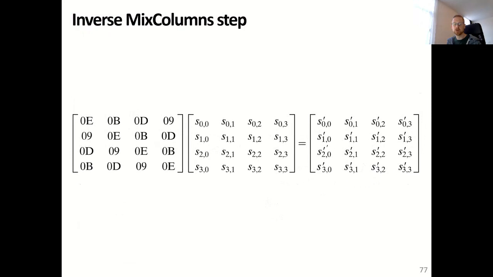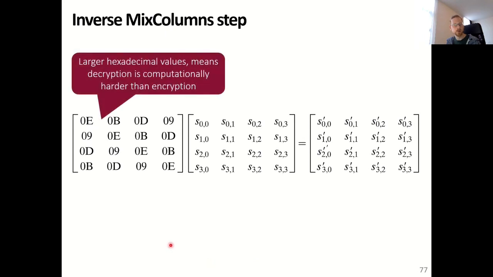Obviously, for the mixed column step, we were able to choose the constant values in the matrix with which we multiply our input state. But for the inverse mixed column step, we cannot choose these values. They are determined by the inverse operation, because we need to go back from the output to the input. The problem is that these inverse values are no longer small values. They are, as you can see, bigger values, which causes the decryption to actually be computationally more intensive than encryption. This is important to remember.